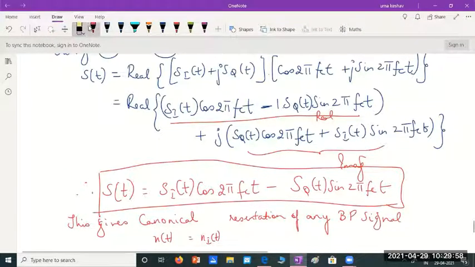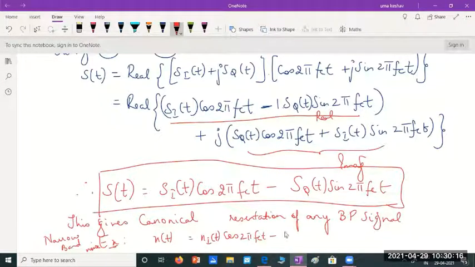Okay. If you want, you can say the best example is the narrowband noise. The narrowband noise signal gives you the best example. It is represented as Ni cos 2 pi fct minus Nq sin 2 pi fct. This is the expression for narrowband noise. Is that clear? Call this equation number 16.